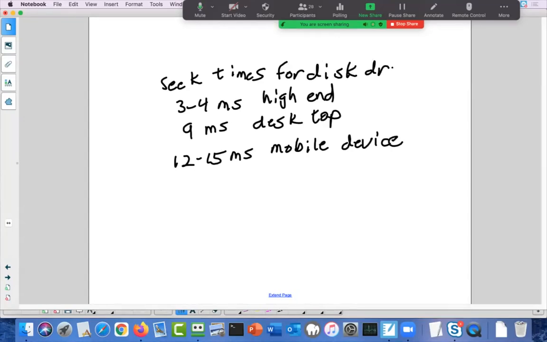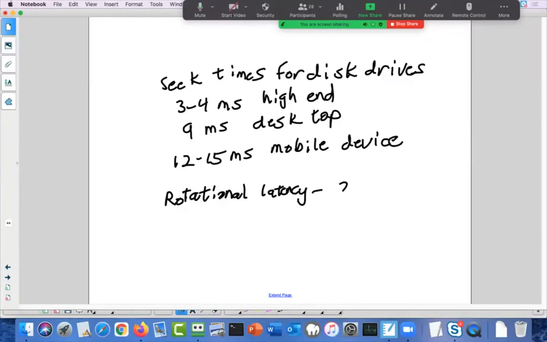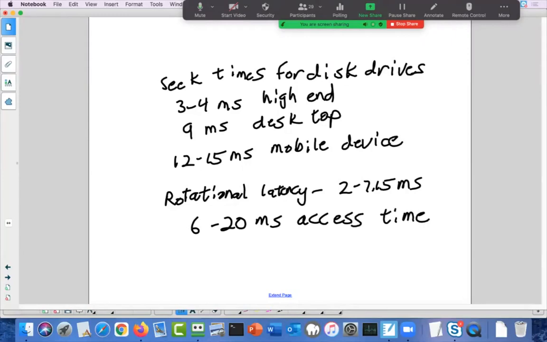And they have stayed pretty steady probably for the last decade now. They really haven't sped up very much. And then rotational latency tends to cost you another 2 to 7.15 milliseconds, so you're basically looking at something of the order of 6 to 20 milliseconds for access time when you add those two together for a hard drive.